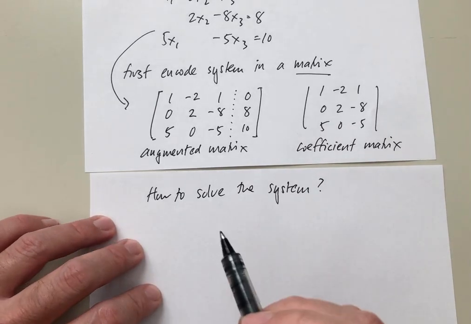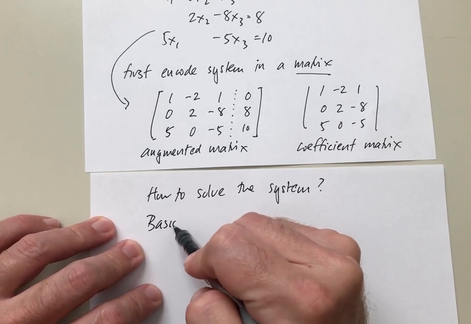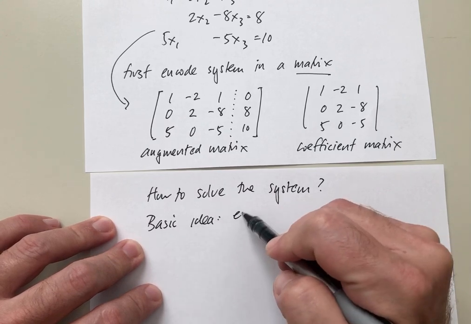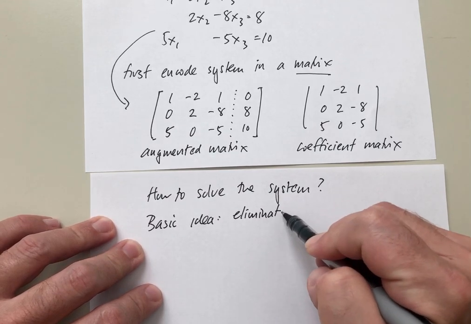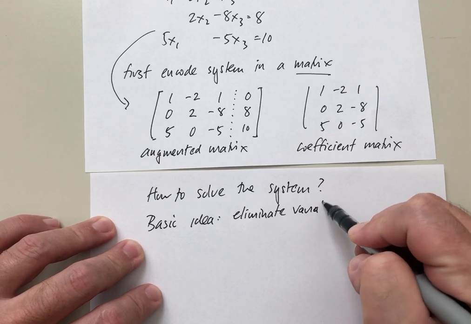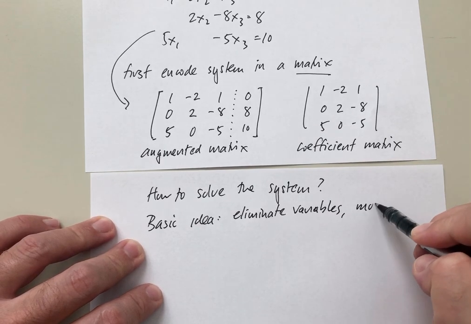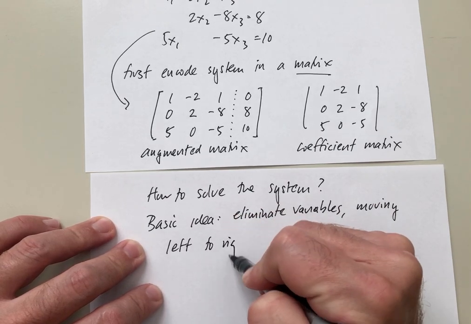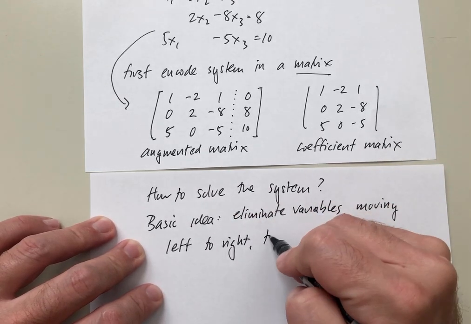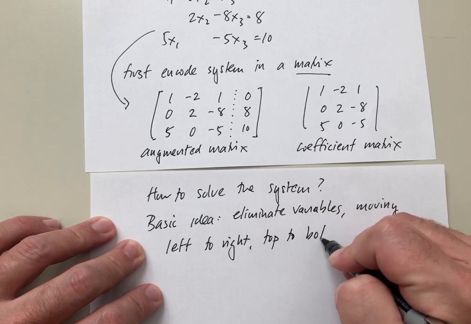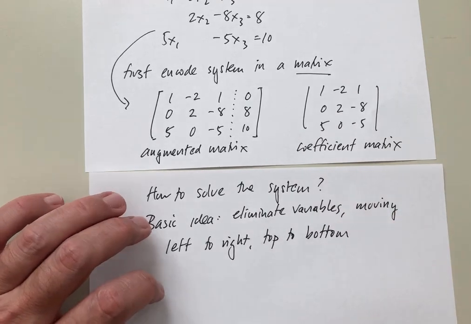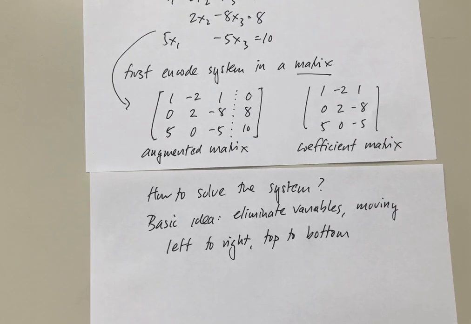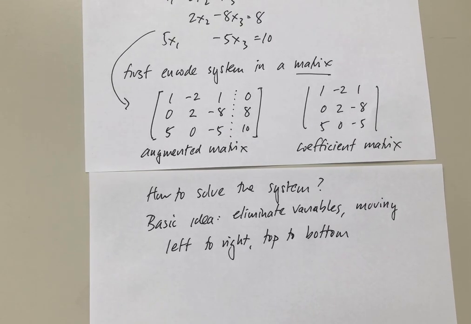And the basic idea is going to be to eliminate variables. And our convention will be that we move left to right and top to bottom. Okay? So we're going to see that there's a choice of how to solve these things. And our convention will be that we move left to right, top to bottom. So what do I mean by that?